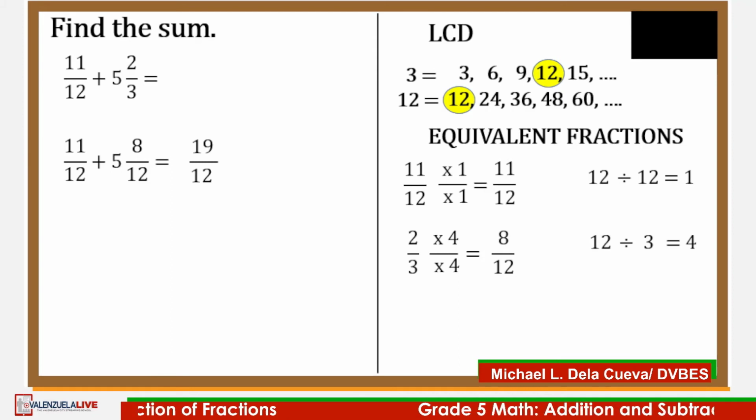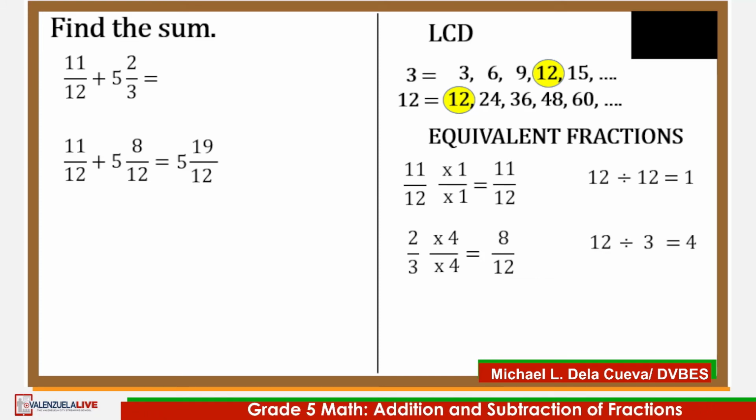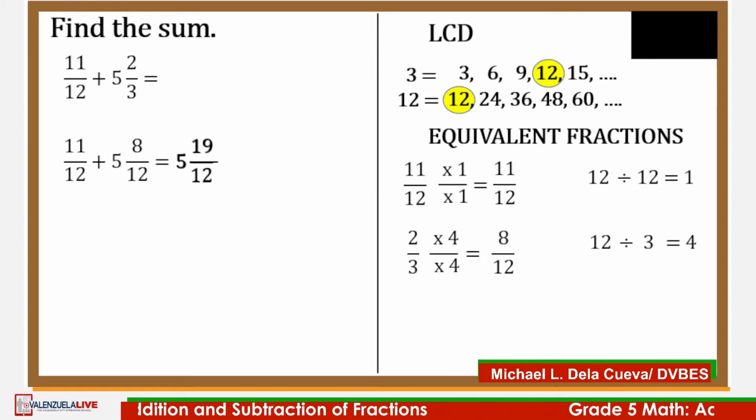And then add the whole numbers. 5 plus 0 is equal to 5. Okay, we have 5 and 19/12. Is this our final answer? Not yet, because our fractional part is improper. Let us simplify first. Okay? So, let us set aside 5 and 19/12.